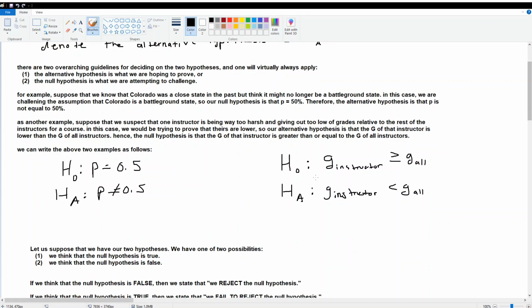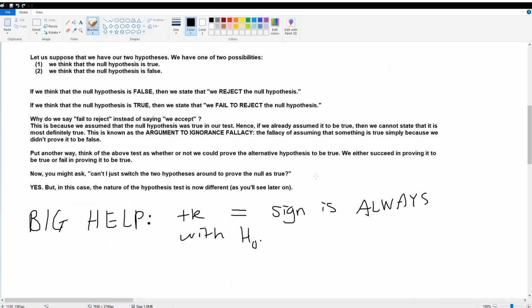So, let's suppose we have our two hypotheses. And don't worry, we'll get into some practices of identifying the hypotheses. So, obviously, we do our test. We get one of two outcomes. We think the null is true, or we think it's false. If it's false, we say that we reject the null hypothesis. If it's true, then we say that we fail to reject the null hypothesis.